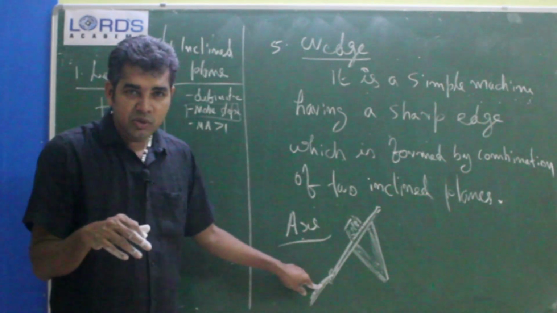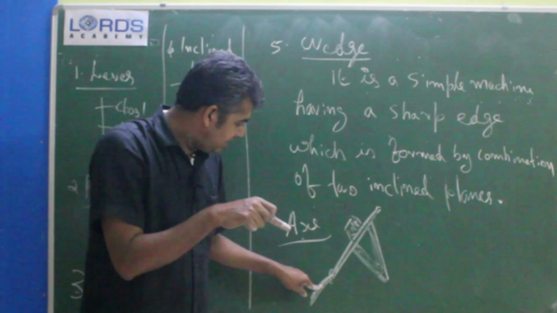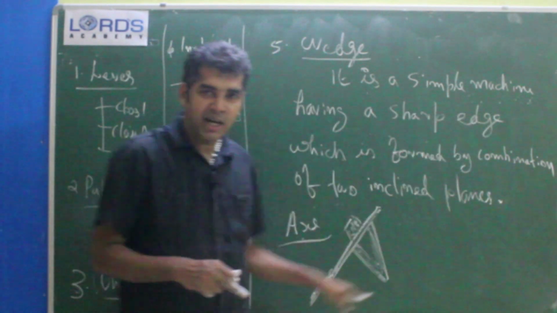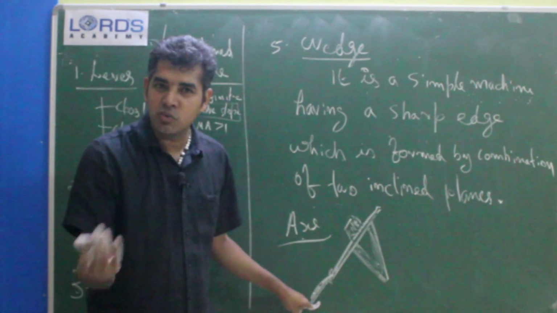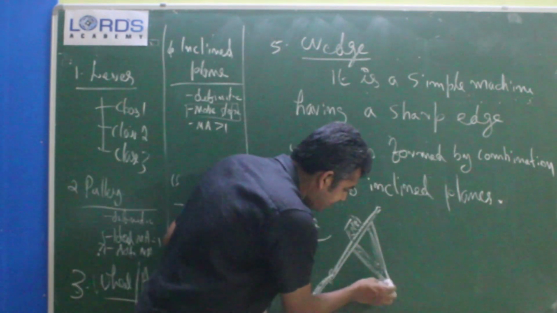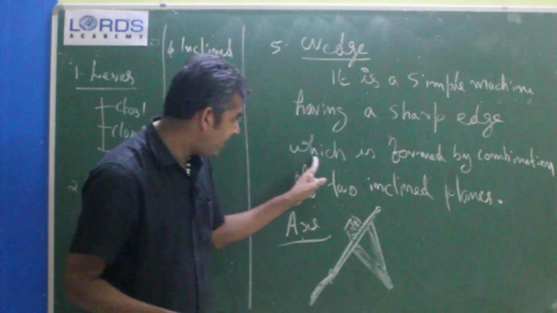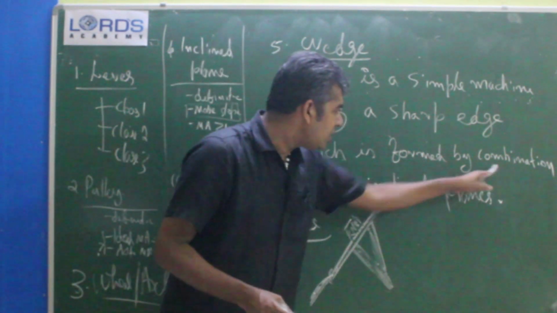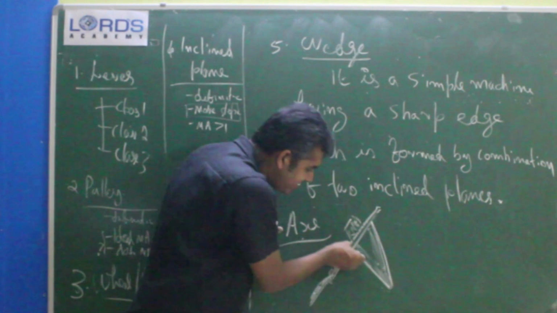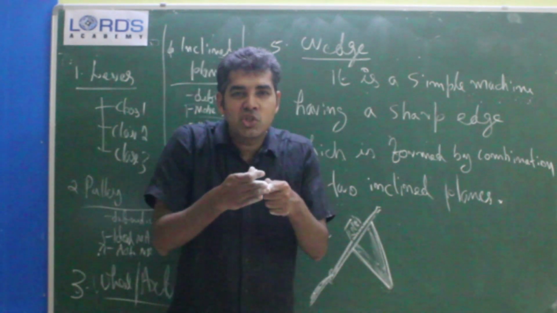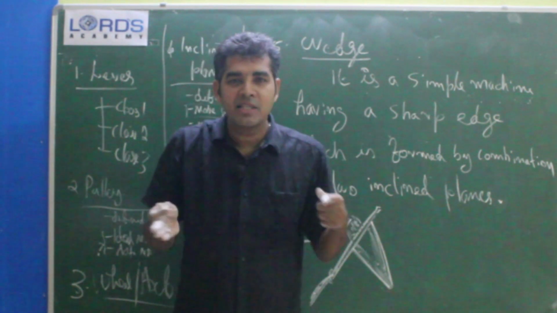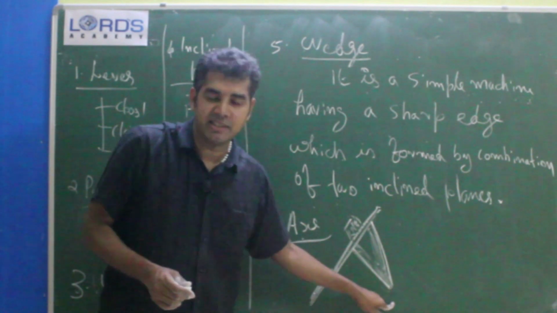Now I am coming to give the idea about a wedge. It's a simple machine we are using to cut wood easily. It has a sharp edge, which is formed by a combination of two inclined planes. See here, one side is inclined, other side is inclined. So it is a combination of two inclined planes, which means it has two inclined planes on both sides with a sharp edge.